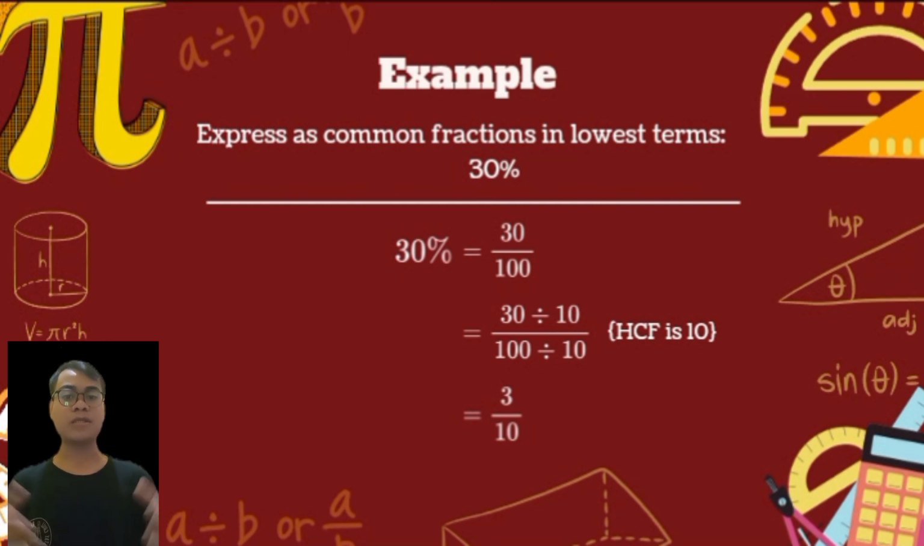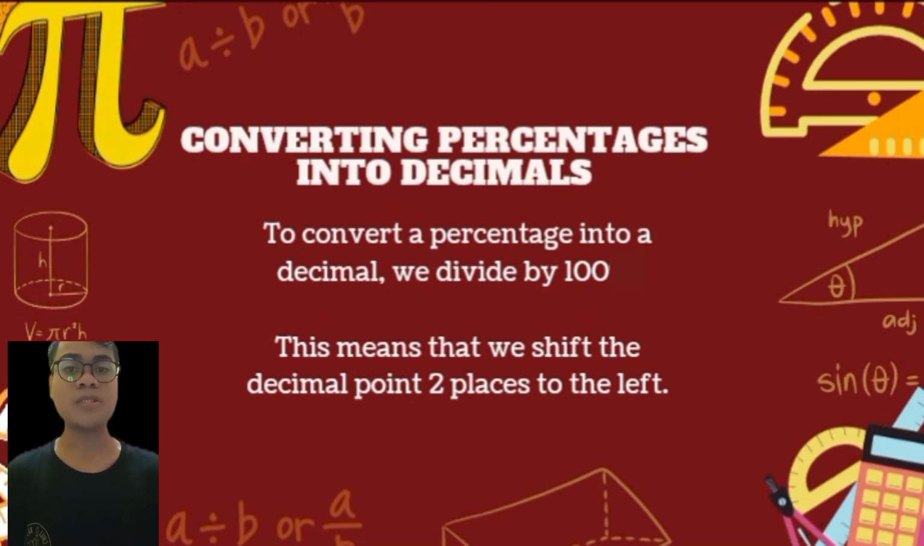Okay, now we move to the last topic, which is converting percentage into decimals. To convert a percentage into a decimal, we divide the percentage by 100. Another way to understand this is by moving the decimal point 2 places to the left. So remember this rule: to divide by 100, we move the decimal point 2 places to the left. Now, let's look at one example so you can understand it more clearly.